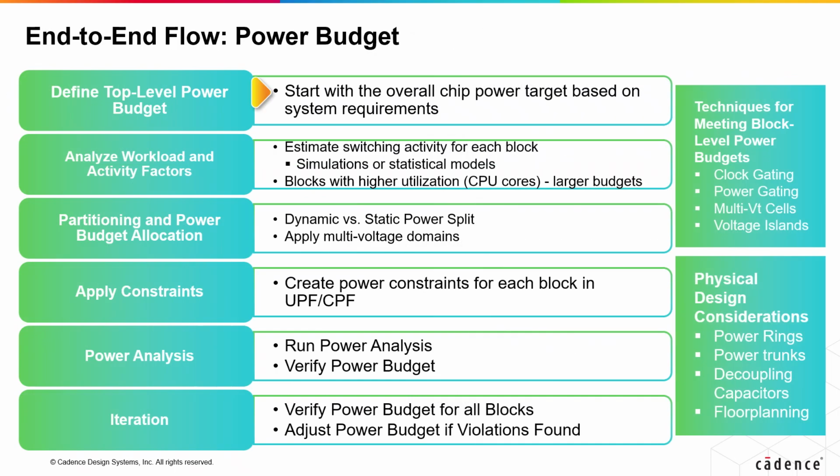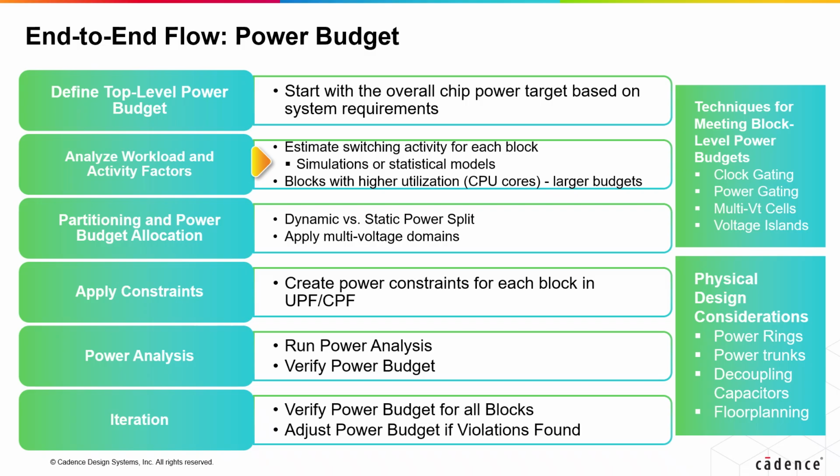Power budgeting is a systematic process that ensures each functional block within an ASIC or SoC design operates within its allocated power envelope, supporting the overall system requirements. The process begins by defining a top-level power budget, which is typically derived from the product's thermal limits, battery life targets, and reliability constraints. Once this overall target is set, designers analyze the expected workload and activity factors for each block, using simulations or statistical models to estimate switching activity.